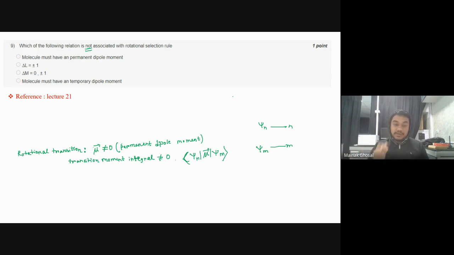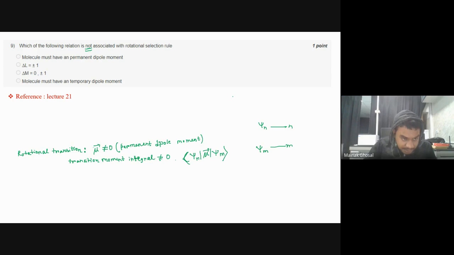So mu needs to be non-zero, and it will also not change with time, so you need to have a permanent dipole moment. So what is the first condition written here? That the molecule must have a permanent dipole moment. It is correct.